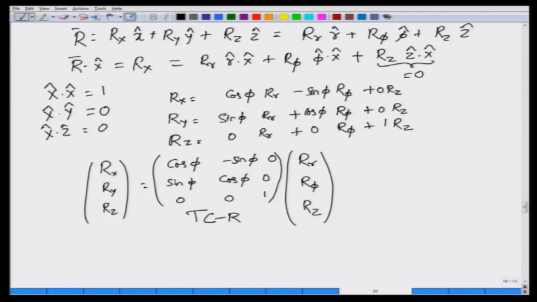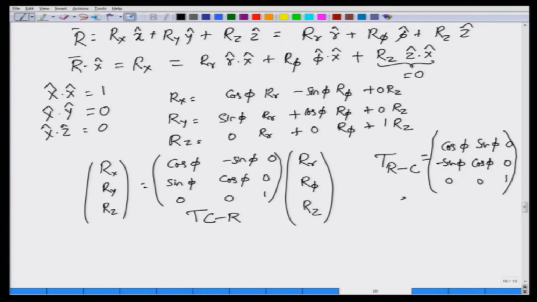If you are interested in finding the corresponding transformation from rectangular to cylindrical, you can show that this transformation is nothing but the inverse of this matrix T_CR, and you can show that this will be equal to cos phi, sin phi, 0; minus sin phi, cos phi, 0; 0, 0, 1.